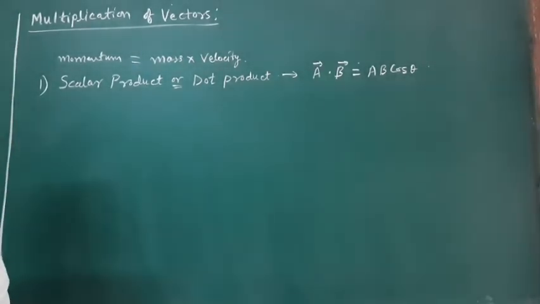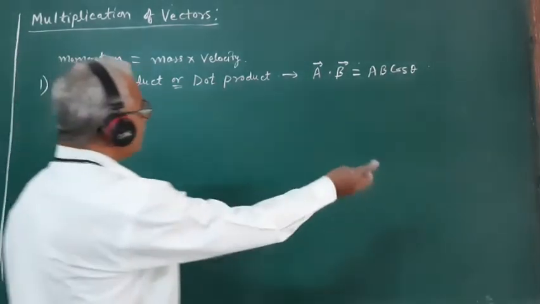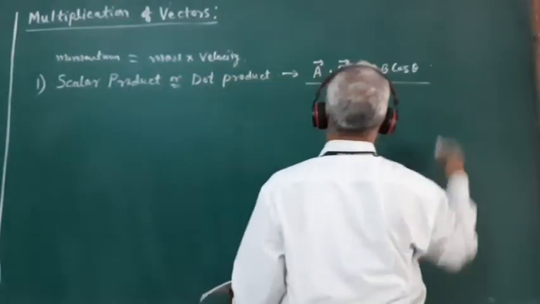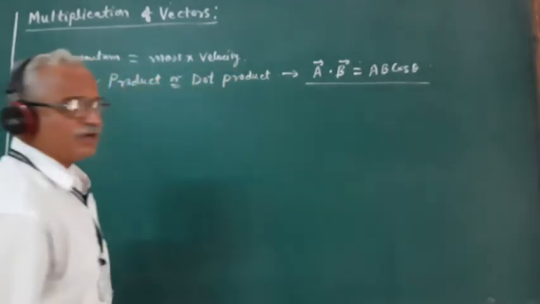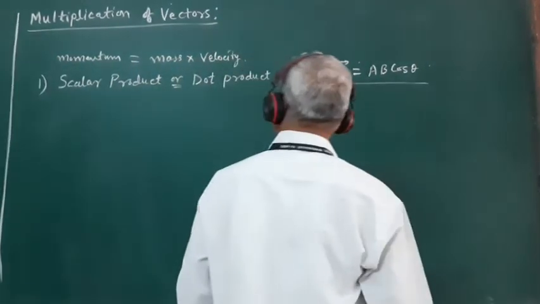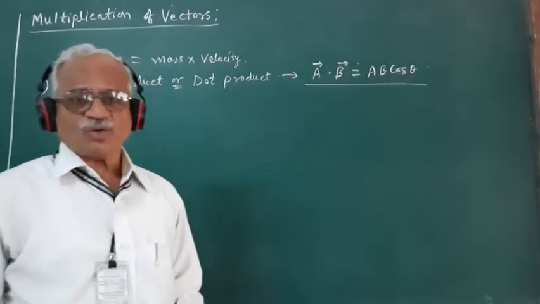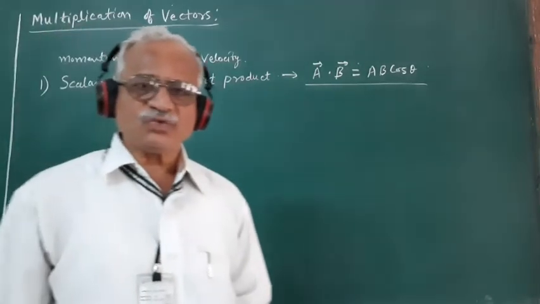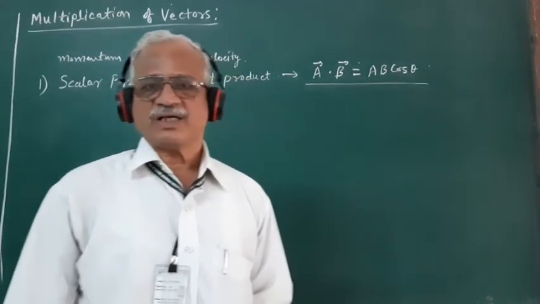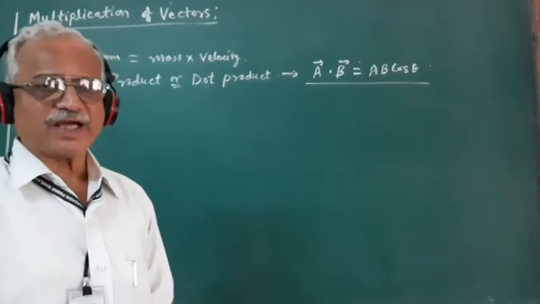The scalar product or the dot product of two vectors is expressed like this: A bar dot B bar equal to AB cos theta, and is defined as the product of the magnitudes of the two given vectors and the cosine of the smaller angle between them.